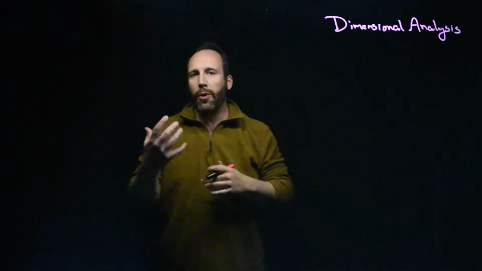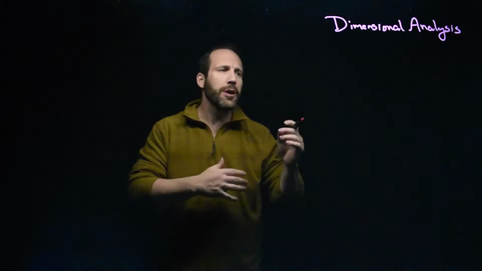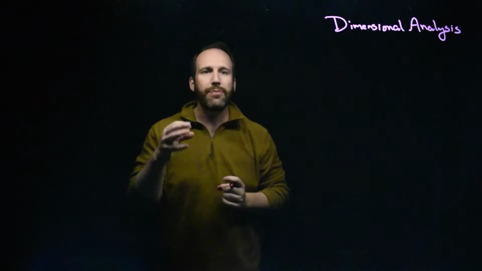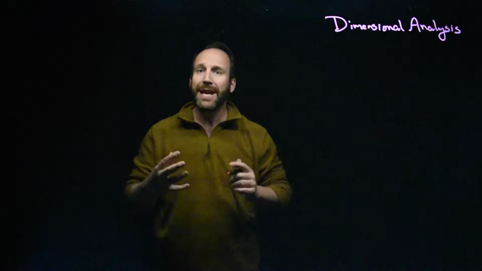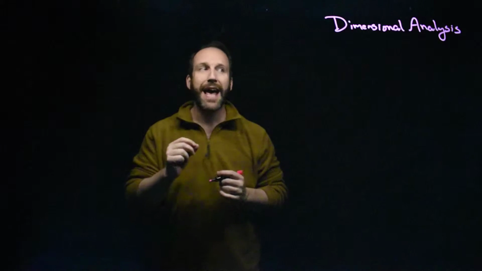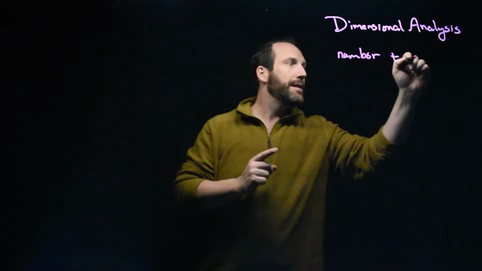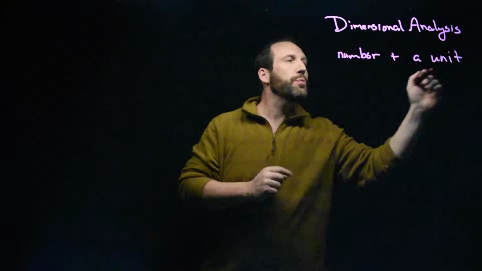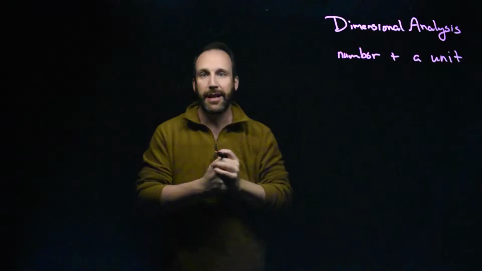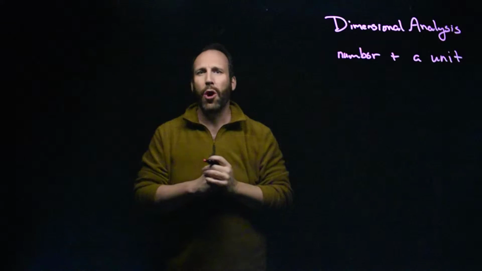In math, we know how to do things like add two numbers together or divide two numbers or multiply two numbers and then add another number to it. But in chemistry, we're not just dealing with numbers. We're basically always dealing with measurements. And measurements have both a number and a unit. And so what dimensional analysis allows us to do is to be able to do math on both the number and the unit. Okay? And we do dimensional analysis all the time.